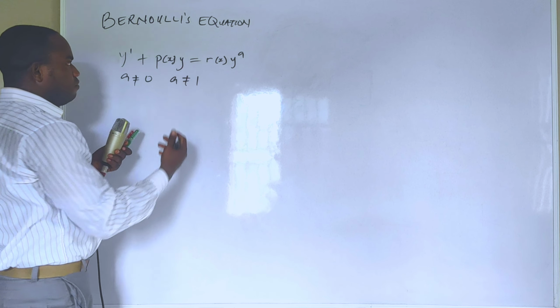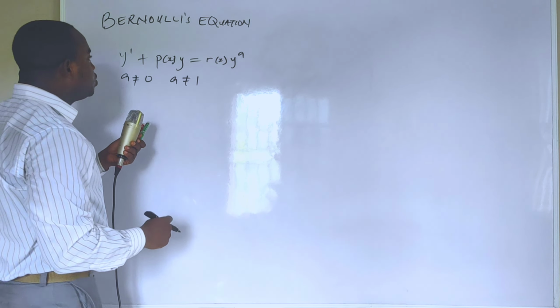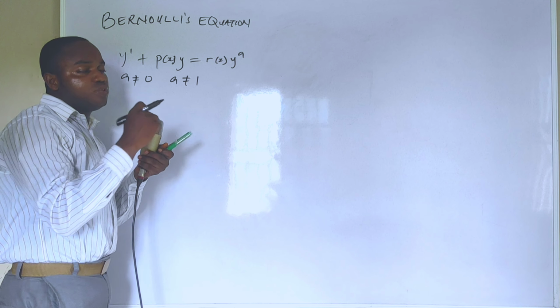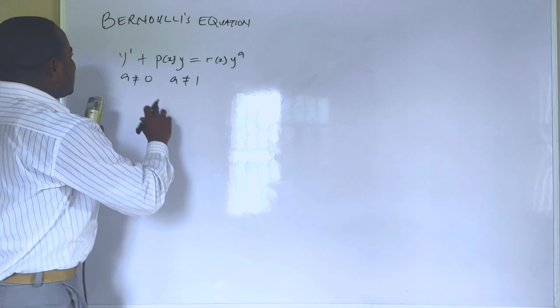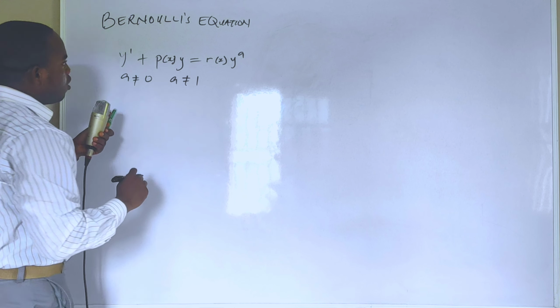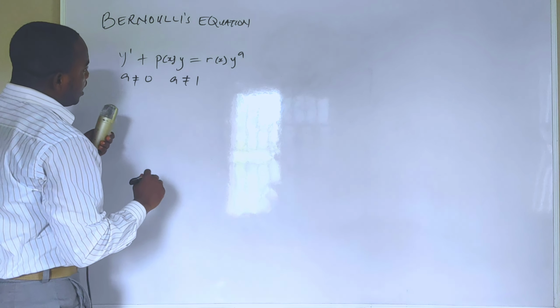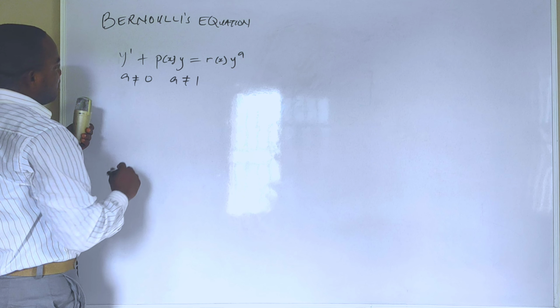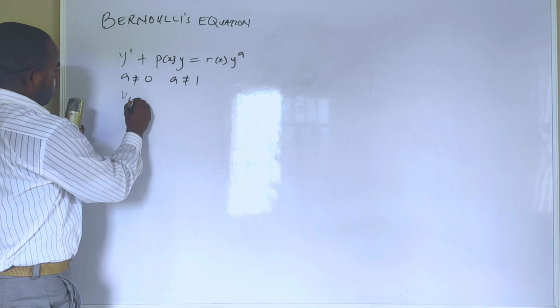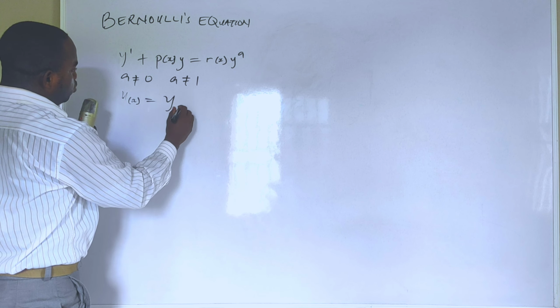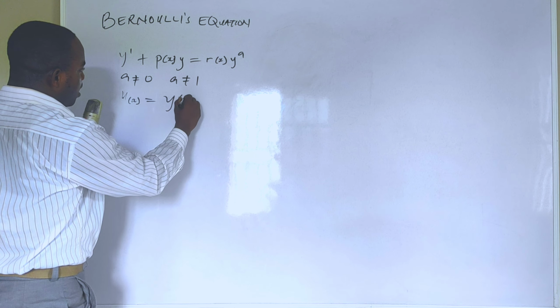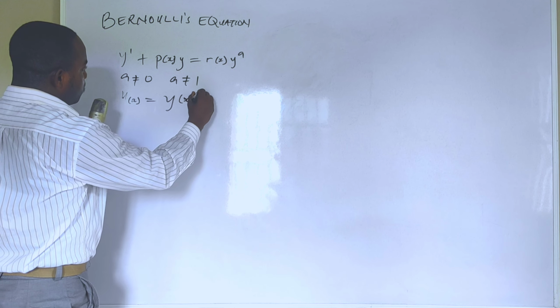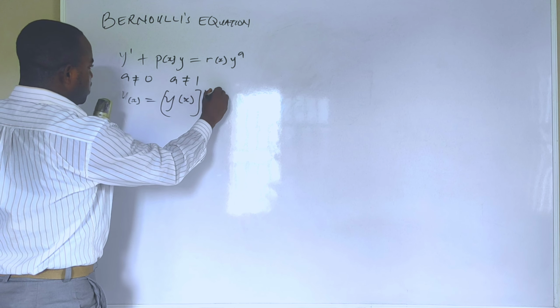So how do you solve this kind of differential equation? We need to rewrite it in linear form. To do that, we set a function u of x equal to y of x raised to power 1 minus a.